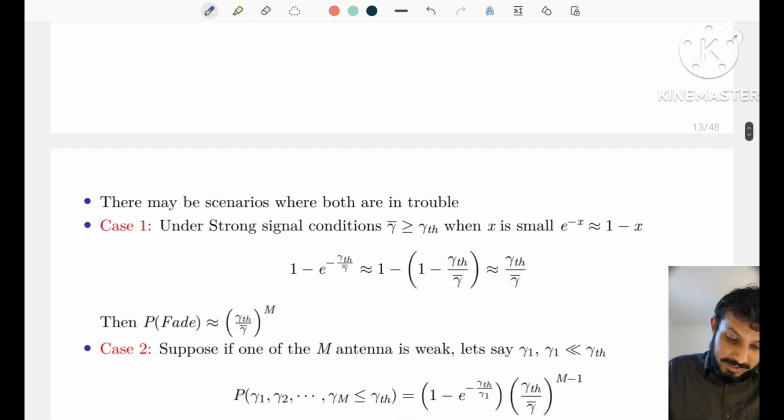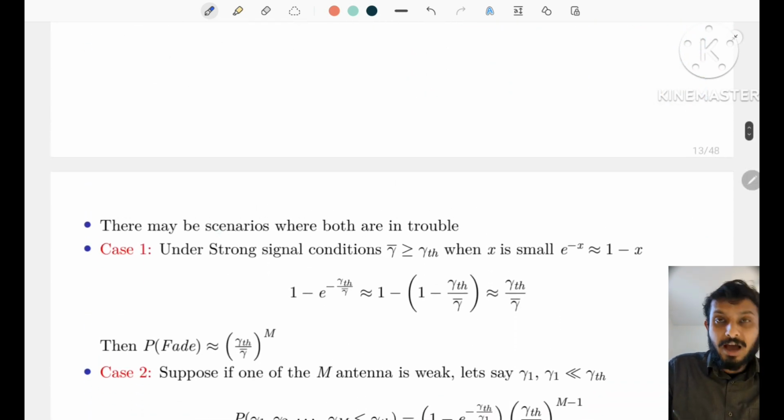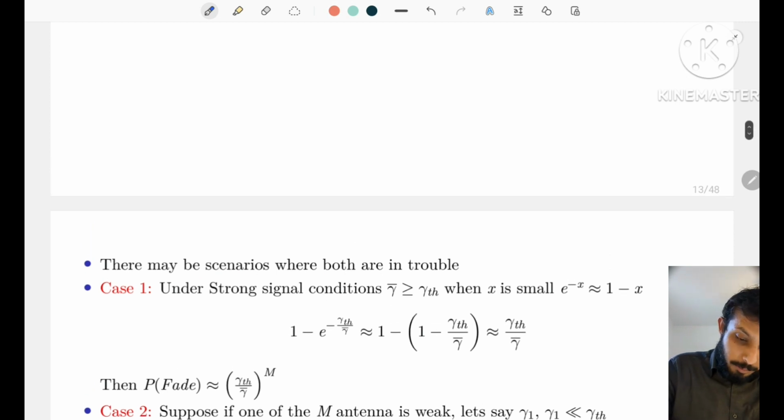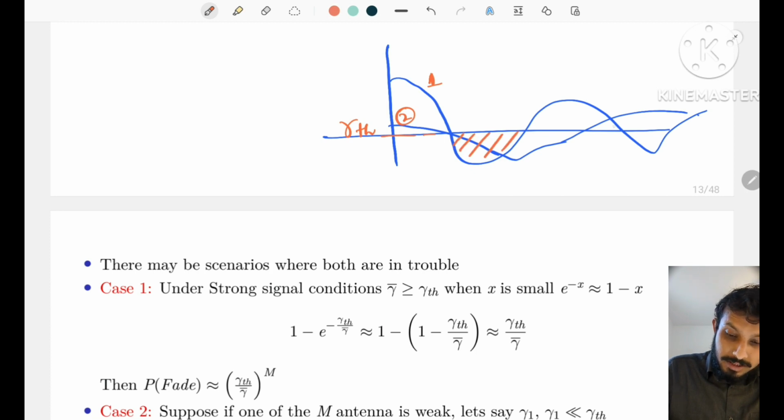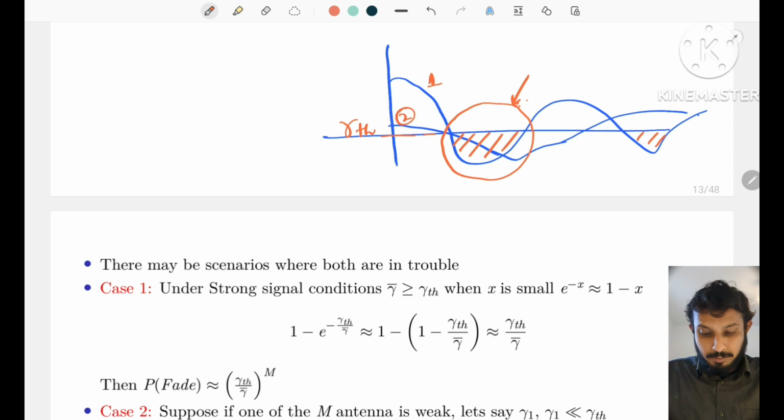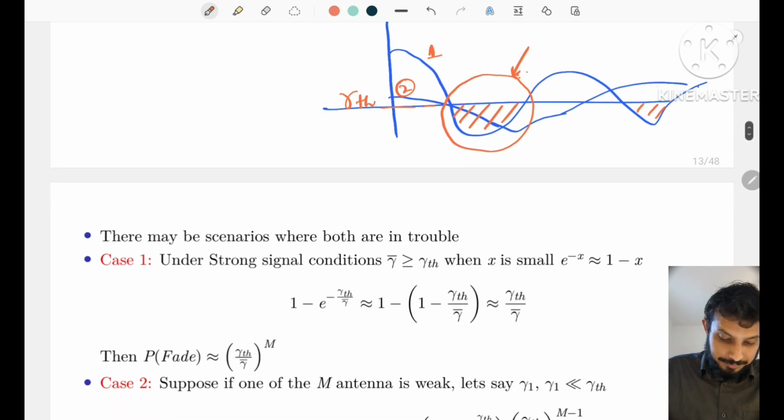But still there are cases in selection combining when we have trouble, and that is when both the signals, let's say this is the first signal, are in fade. So this is the region, if this is the gamma TH and this is the first signal and this is the second signal, there is a case when both are in fade. So how can we see this? This is the trouble when we use selection combining. We'll see it later.